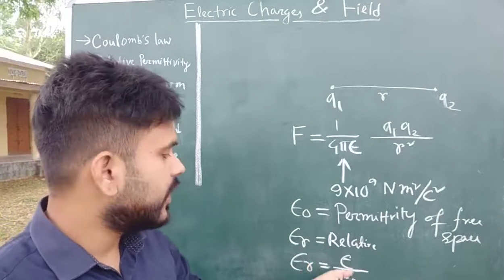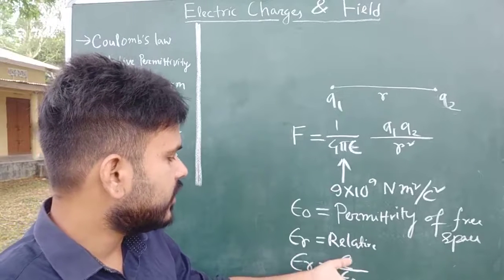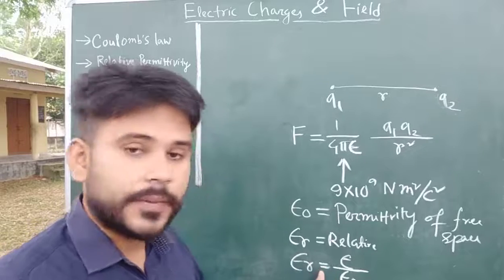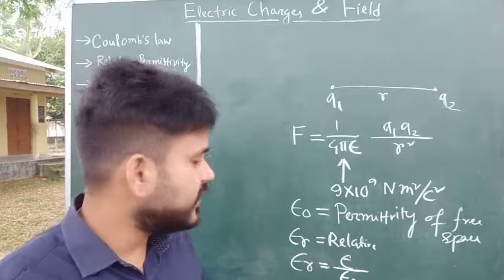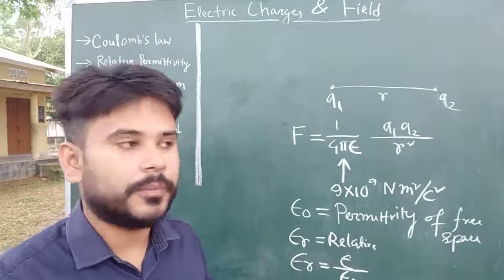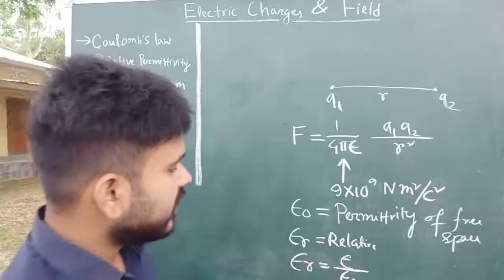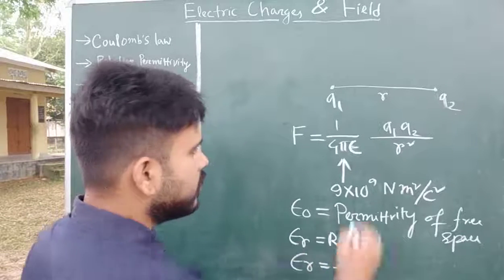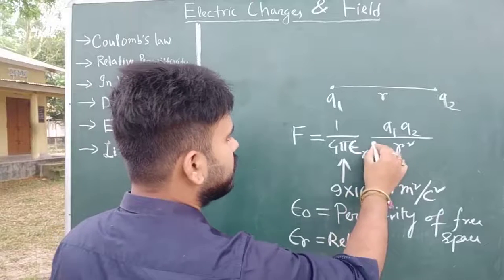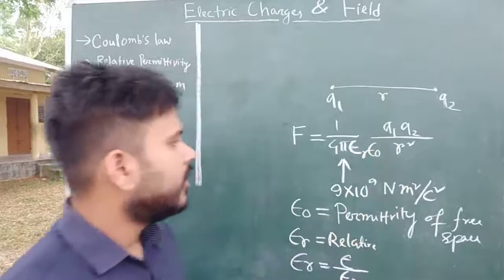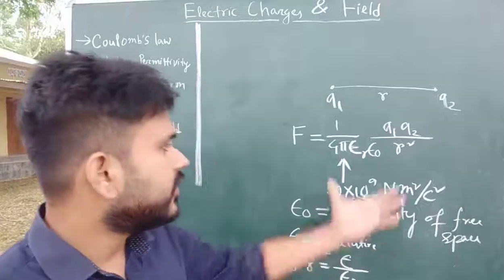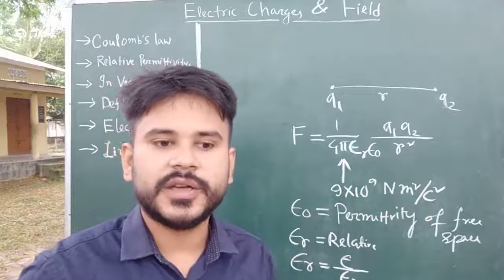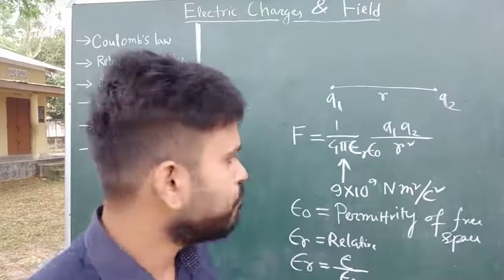So we will put the value of epsilon as epsilon is equal to epsilon R into epsilon naught. Epsilon naught is the permittivity of free space, and epsilon R is the relative permittivity. So epsilon is replaced by epsilon R times epsilon naught. So this is the general form of force between two charges kept in any medium.